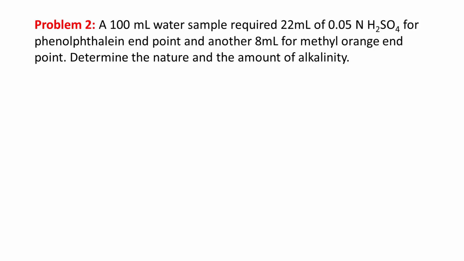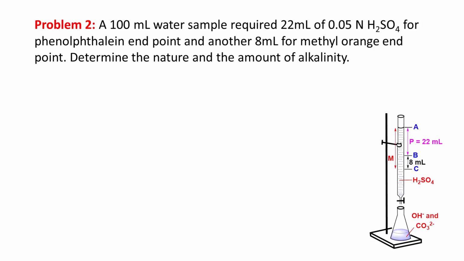Another problem: a 100 ml water sample required 22 ml of 0.05 normal sulfuric acid for phenolphthalein endpoint and another 8 ml for methyl orange endpoint. Determine the nature and the amount of alkalinity. Water sample taken is 100 ml, phenolphthalein endpoint is 22 ml and methyl orange is 30 ml. This 8 ml is in excess of the 22 ml.